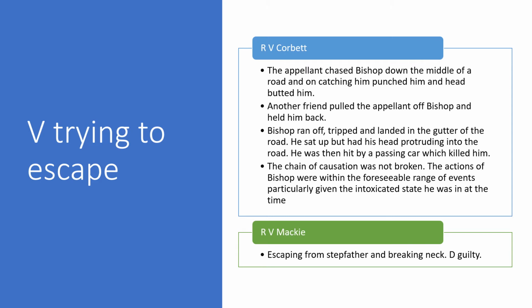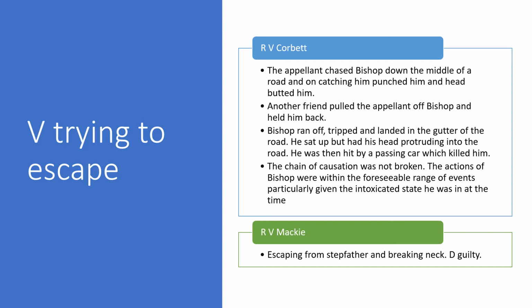If the victim tries to escape, so long as it's reasonable, the chain of causation won't be broken. So we looked at Mackey before in terms of escaping the stepfather, but Corbett is a case we're going to introduce here. Here the appellant chased Bishop down the middle of the road, and on catching him, punched him in the head and butted him.